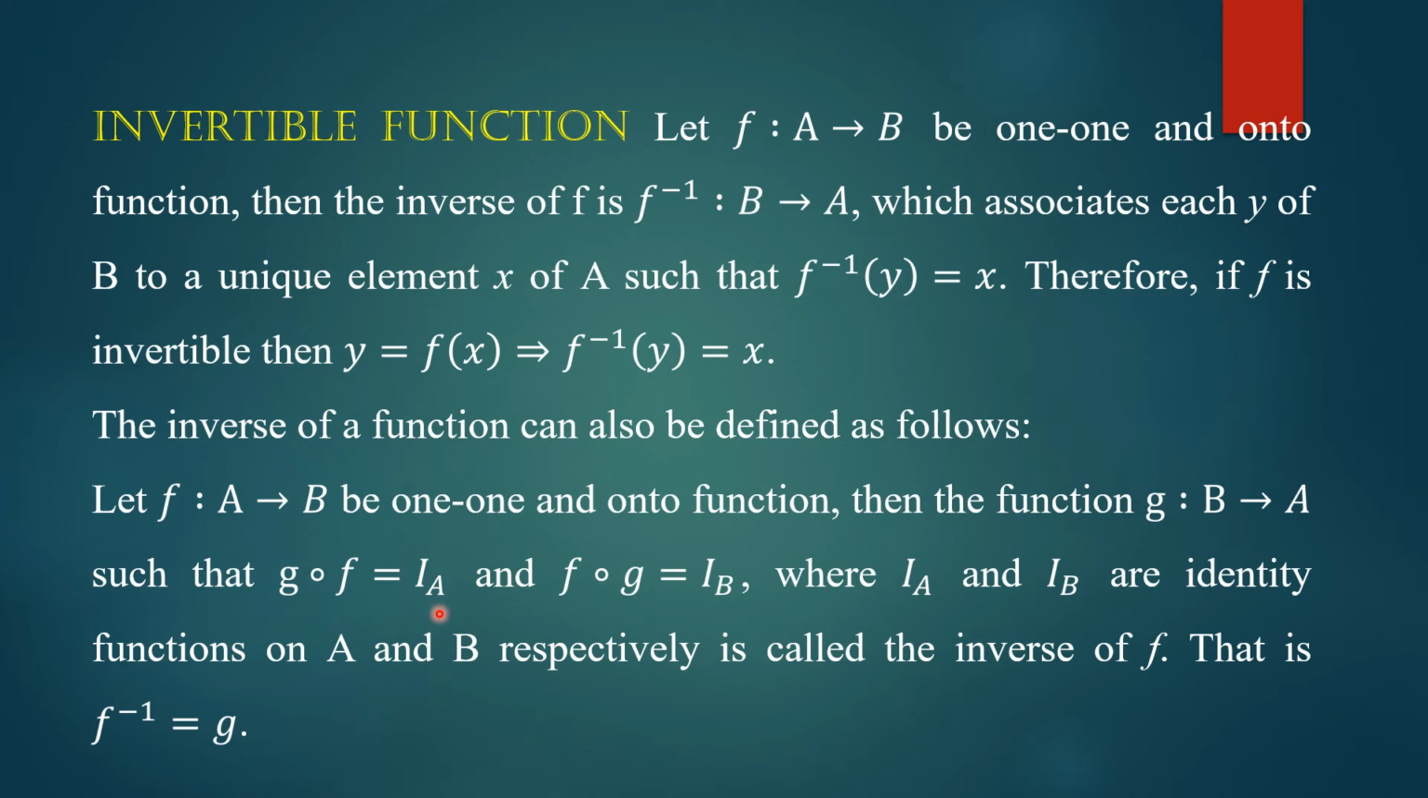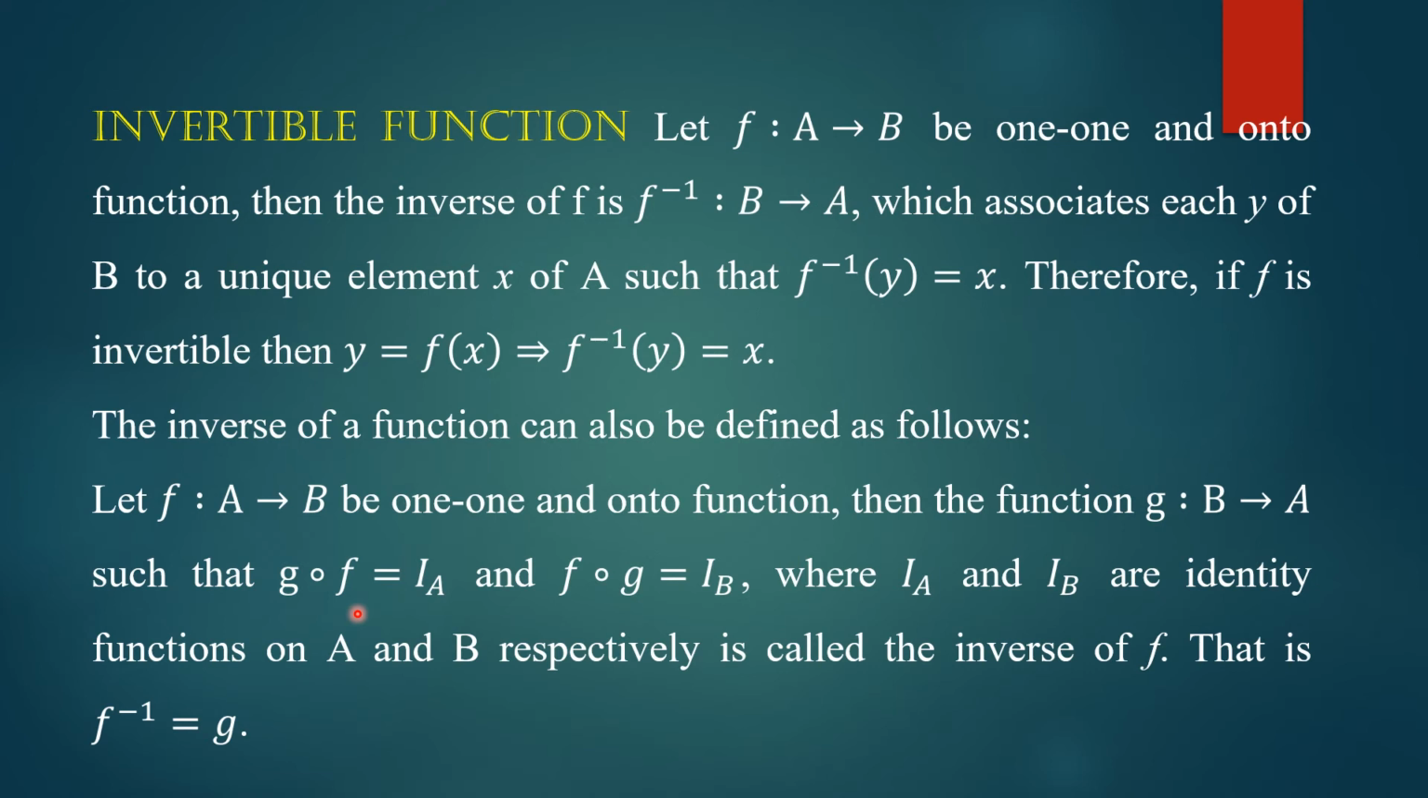This A is written for the domain of GOF. The domain of GOF will be the same as the domain of f, and the domain of f is A, so we have written here I_A, and FOZ is equal to the identity function I_B, written for the domain of the function z, whose domain is B. You see, if you have two functions f from A to B and z from B to A such that the composition is identity, then you can say that the functions are inverses of each other. Is that clear?